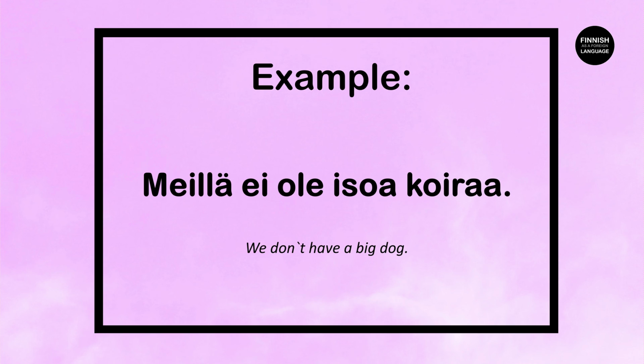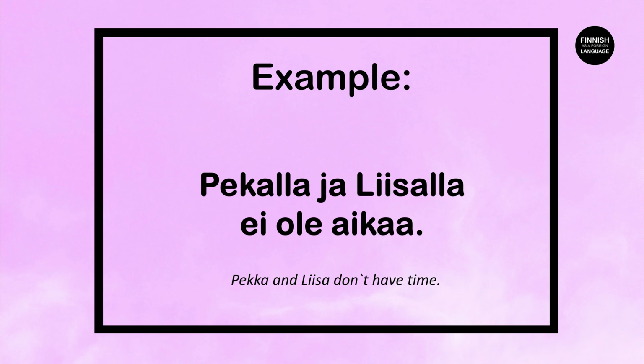Meillä ei ole isoa koiraa means we don't have a big dog. Meillä ei ole means we don't have, and isoa koiraa means big dog, and it's written here in the partitive case because it's a negative sentence. Iso means big and refers to the dog. That's why we also write it in the partitive case. So let's repeat. Meillä ei ole isoa koiraa. We don't have a big dog. Pekalla ja Liisalla ei ole aikaa means Pekka and Lisa don't have time.